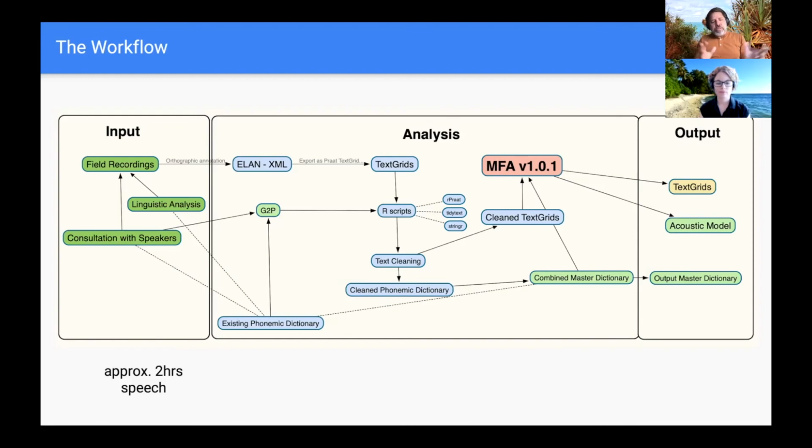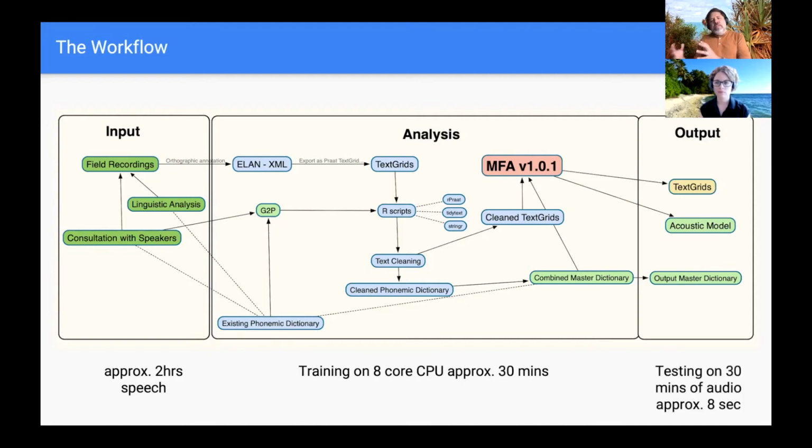So the input was approximately these 2 hours of speech, and that's all speech with most of the longer pauses removed. And the training part took approximately 30 minutes on an 8-core CPU, which was a cloud instance, and testing on 15 to 30 minutes of audio took about 8 seconds using these acoustic models. So once the acoustic model has been trained, it's very, very quick to do forced alignment on new data.